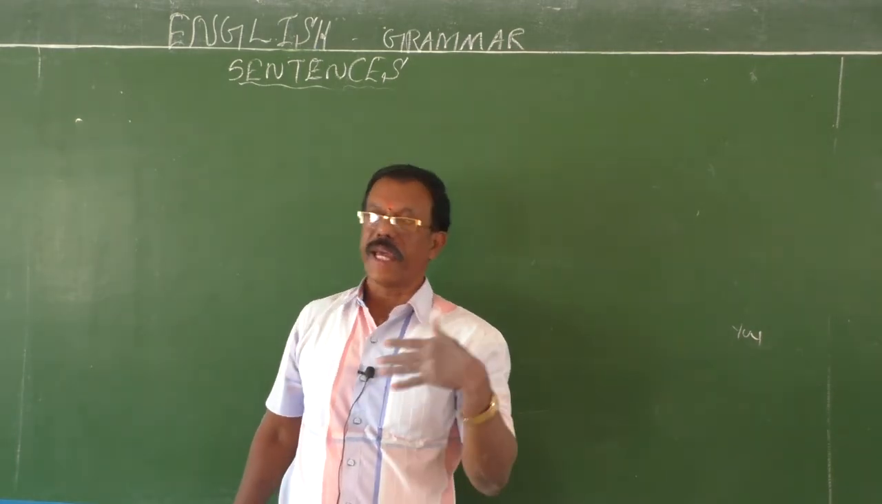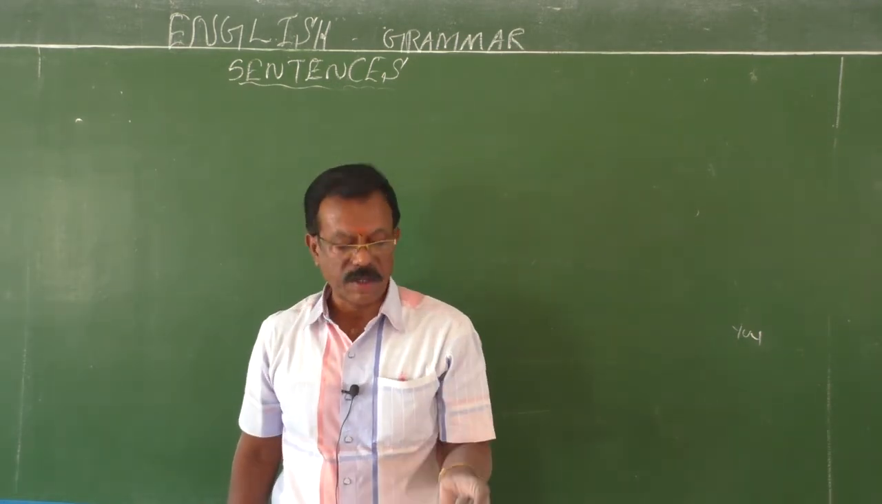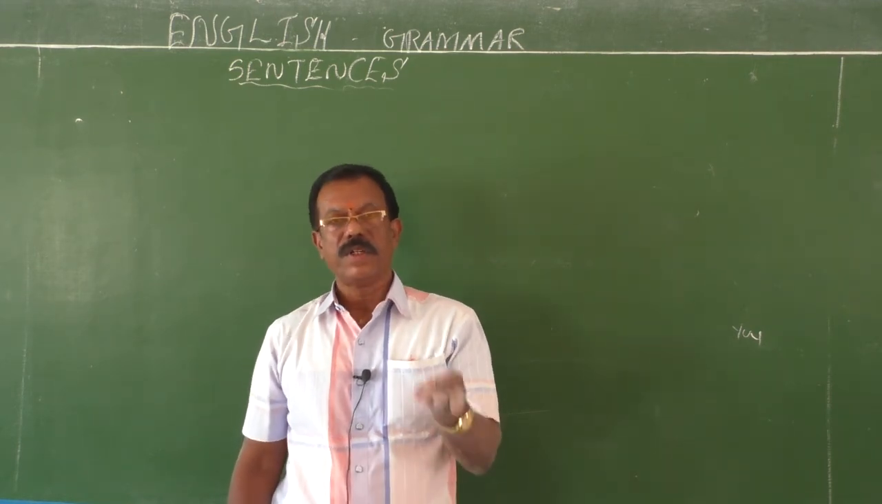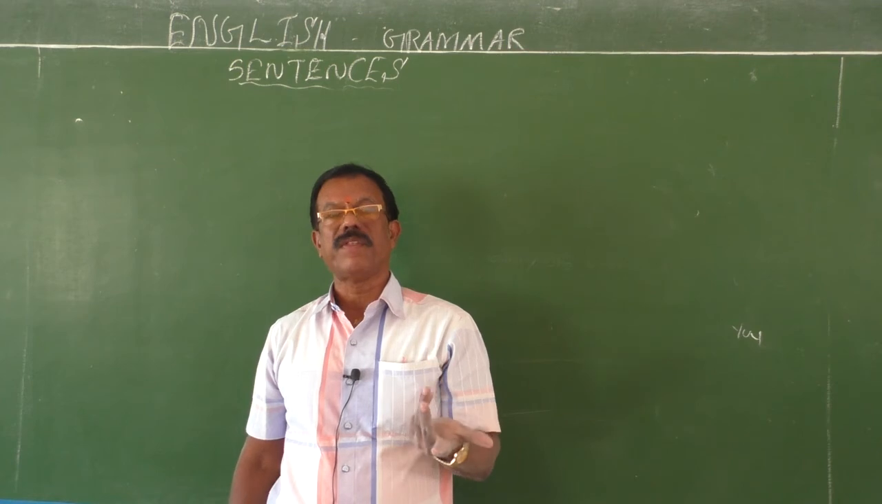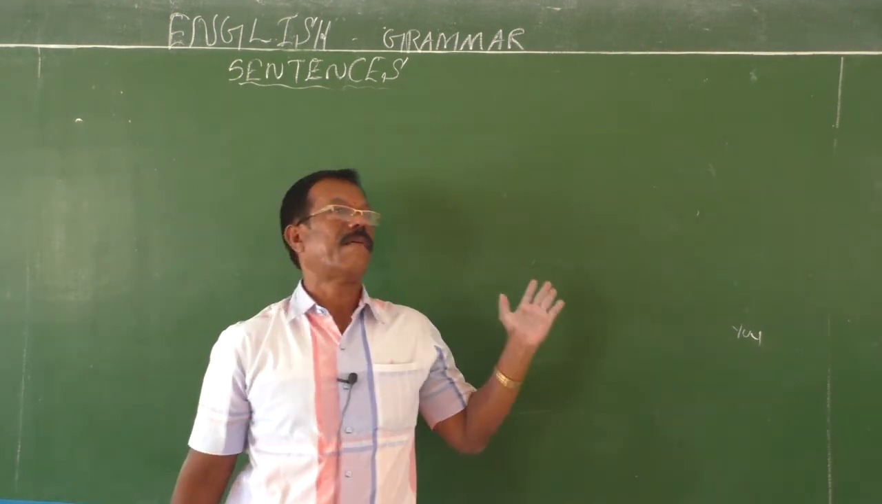Sometimes a simple sentence may have a phrase or may not. What are the phrases? On account of, in spite of, in the event of, due to, because of. These are all the phrases with which a simple sentence may begin. Okay, fine. Next, compound sentence.